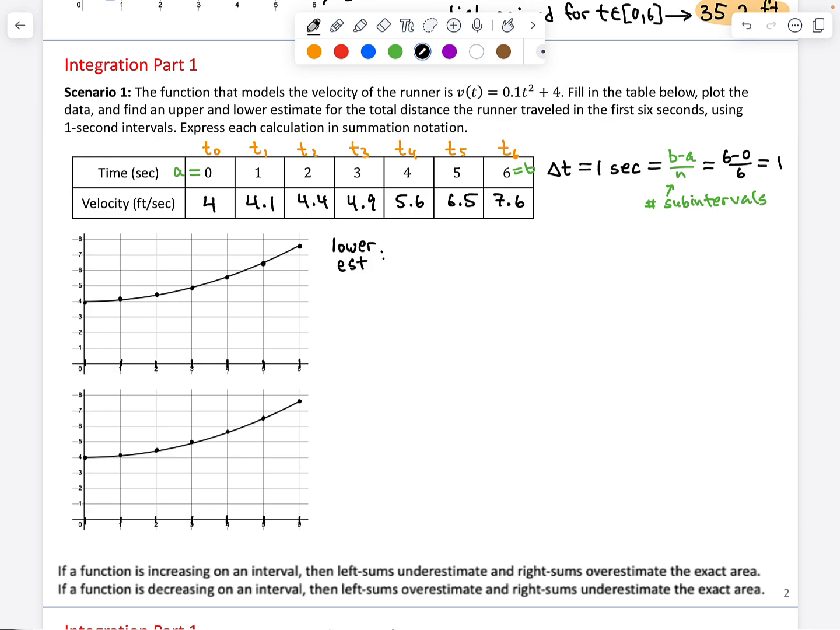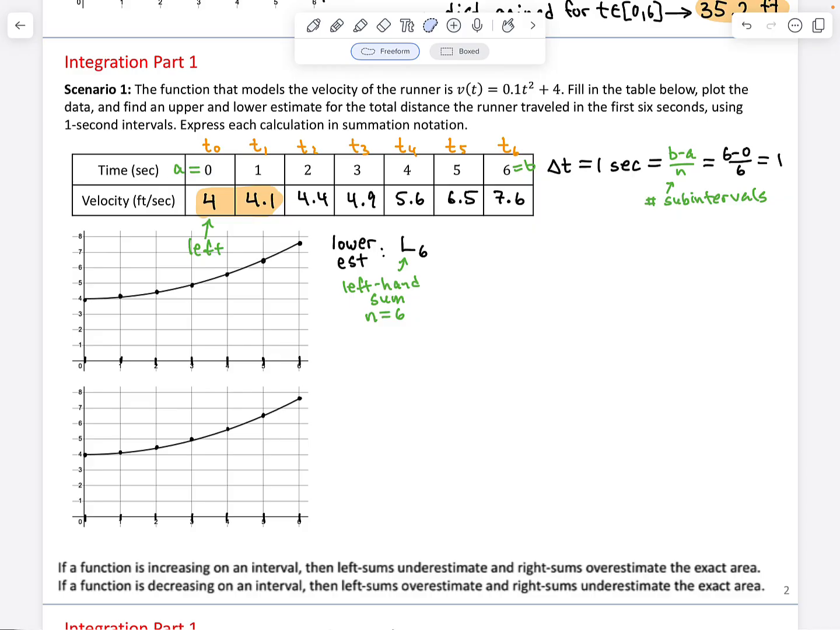to use what's called a left-hand sum using 6 subintervals, capital L sub 6. Meaning for each subinterval, I'm going to use the left value because that's the lower value. Be careful, do not assume that L implies lower. L implies left, and lower could be on the left or on the right, depending on the outputs of the velocity function. In our graph down here, for each subinterval, I'm going to use the left-hand side to find the velocity that I'm going to assume is constant for each time interval.